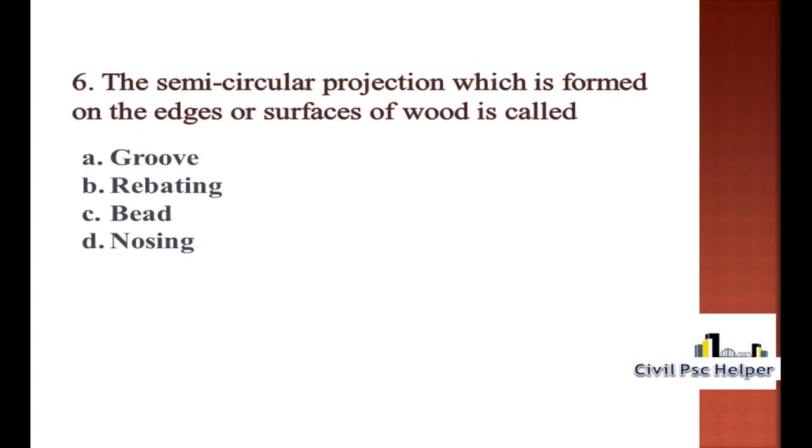Sixth question. The semicircular projection which is formed on the edges or surface of wood is called option A, groove, option B, rebating, option C, bead, option D, nosing. The semicircular projection which is formed on the edges or surface of wood is called bead. Option C is correct.